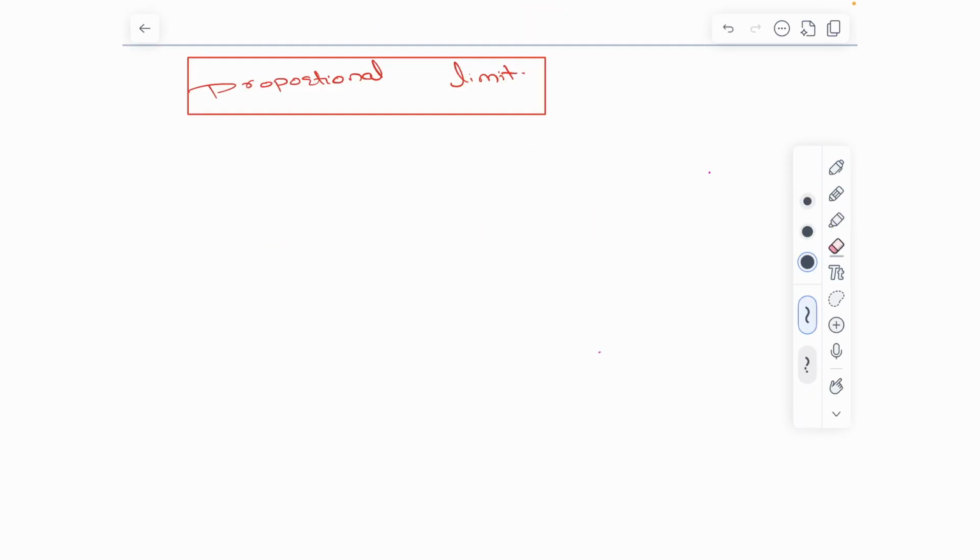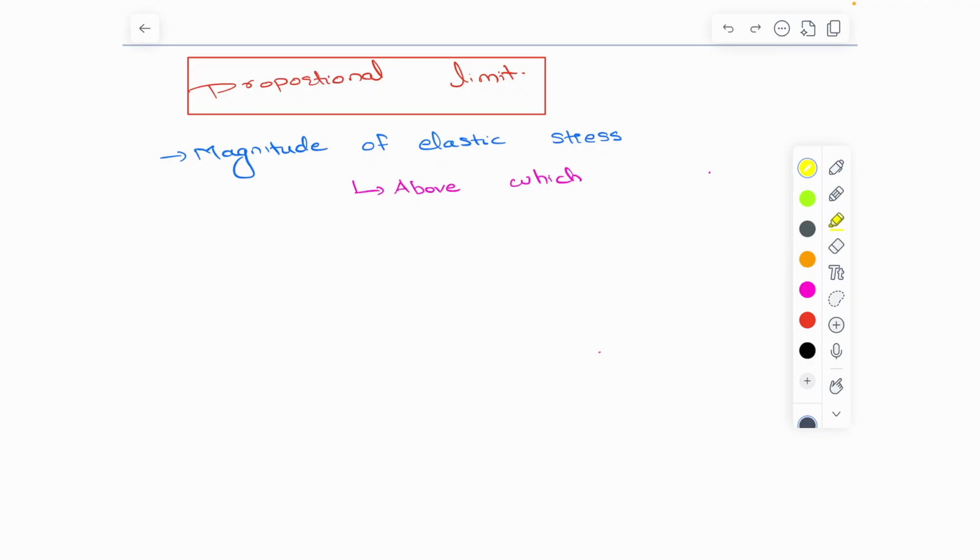Now coming to the proportional limit, as I've told you, something related to the topic being discussed, that is the elastic modulus or modulus of elasticity. Basically, first you understand the definition, then I'll explain to you. Basically, it's a magnitude, no? It's a value. Magnitude of elastic stress, above which plastic deformation occurs. Now something is coming to your mind if you have understood modulus of elasticity. If it is not coming, I'll explain to you very soon.